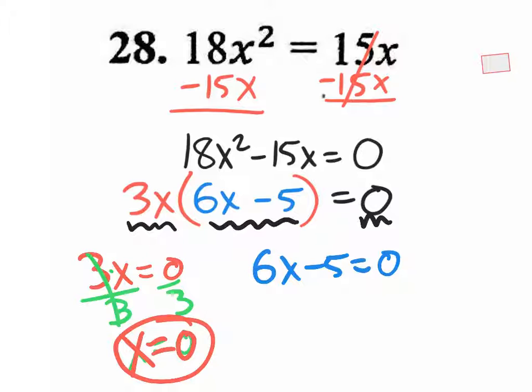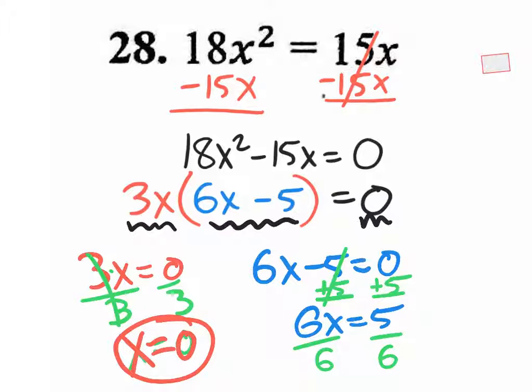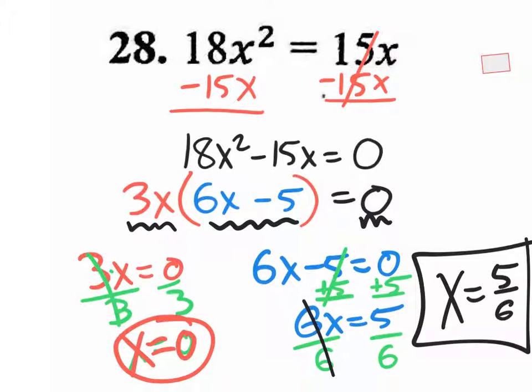Sorry, used the wrong color. And the other one, we're going to add 5, add 5. You're going to end up with 6x equals 5. Final step would be to divide by 6. So your answer on that one is going to be x equals 5 over 6. And it's okay to get fractions.